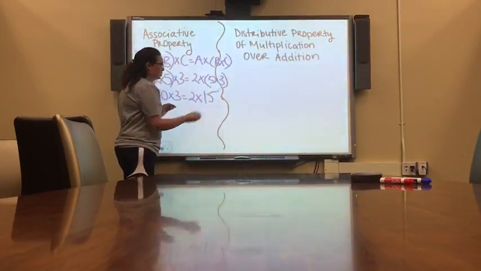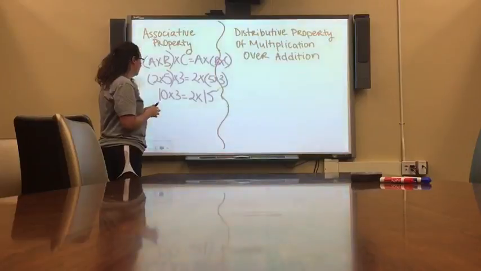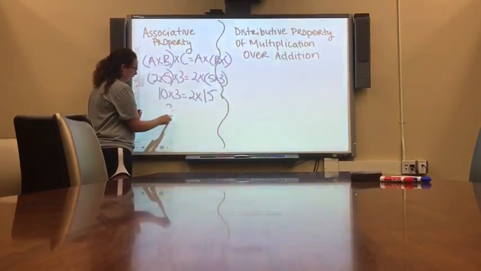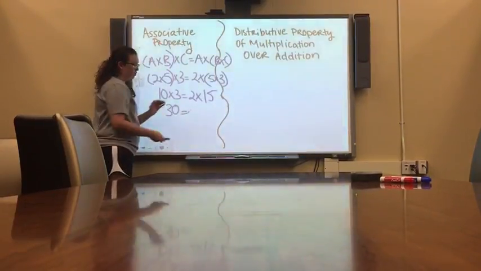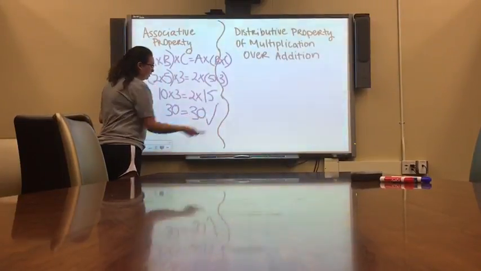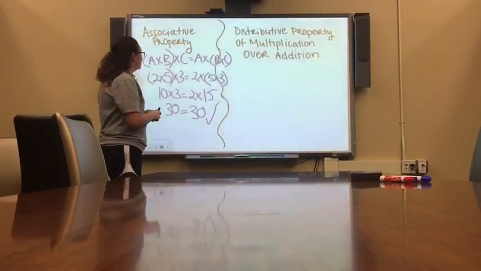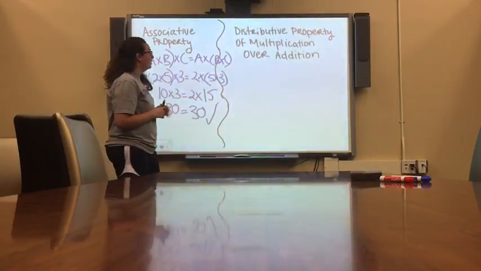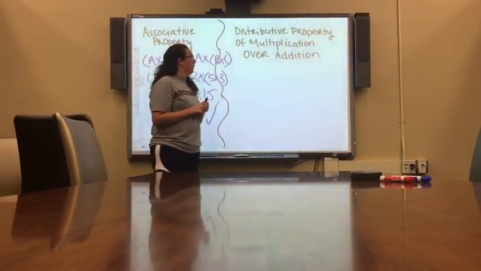And if we did this correctly, we should have the same answer on both sides of the equal sign. So 10 times 3 we know is 30, equals 2 times 15, which is also 30. And since both of those are the same, we know that we did our computation correctly. So that's the associative property. Now let's move over here to the distributive property.